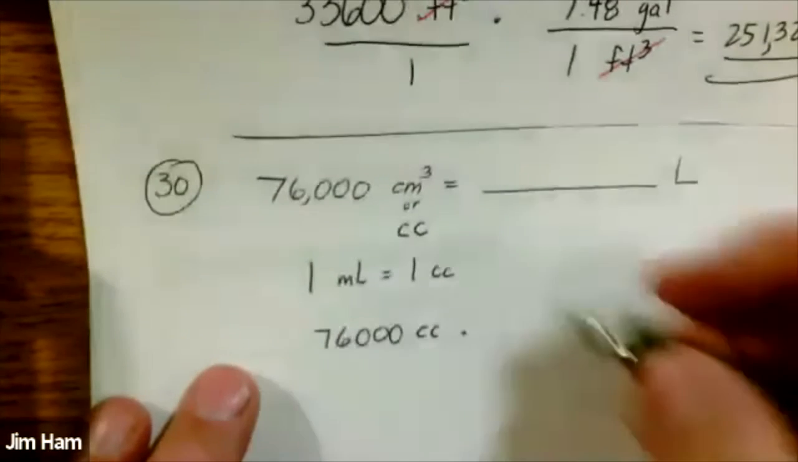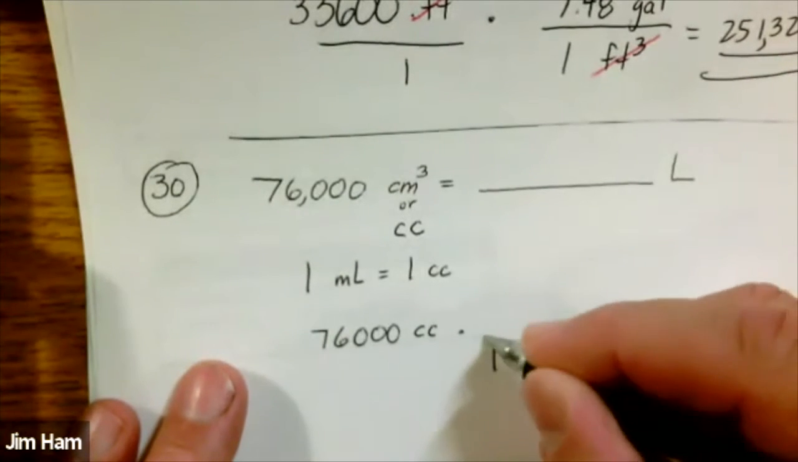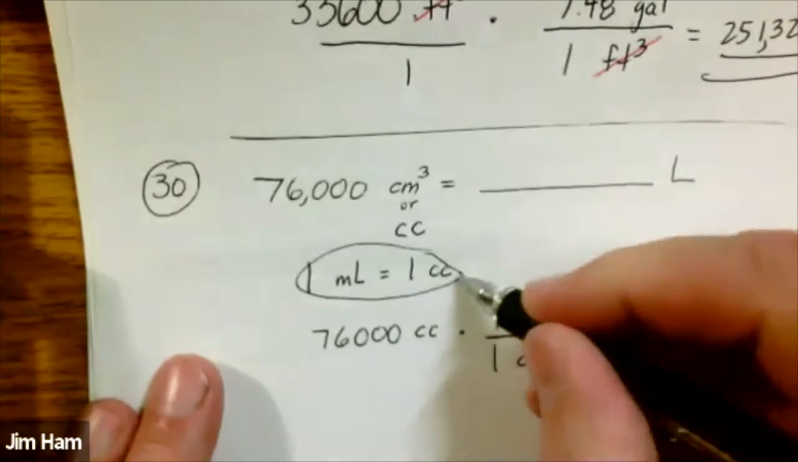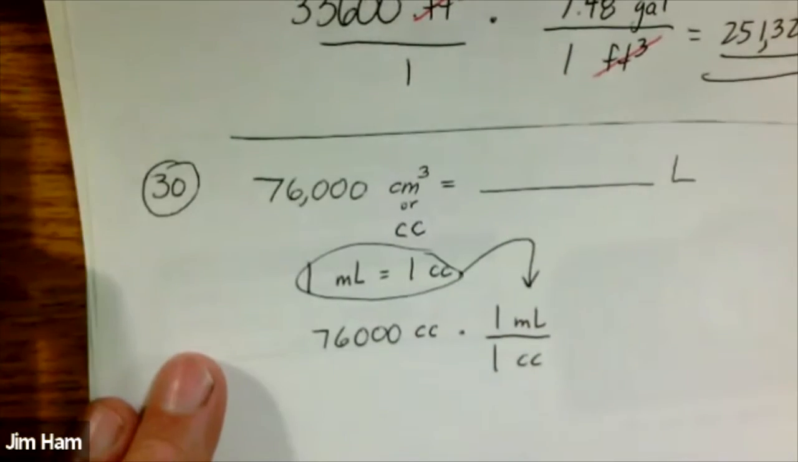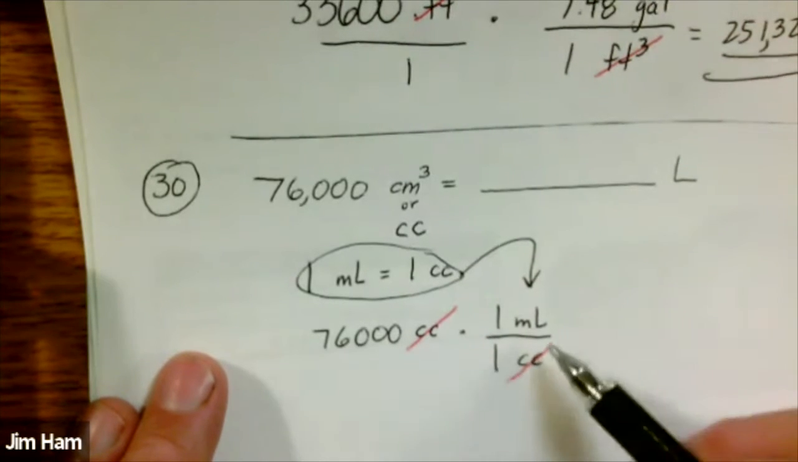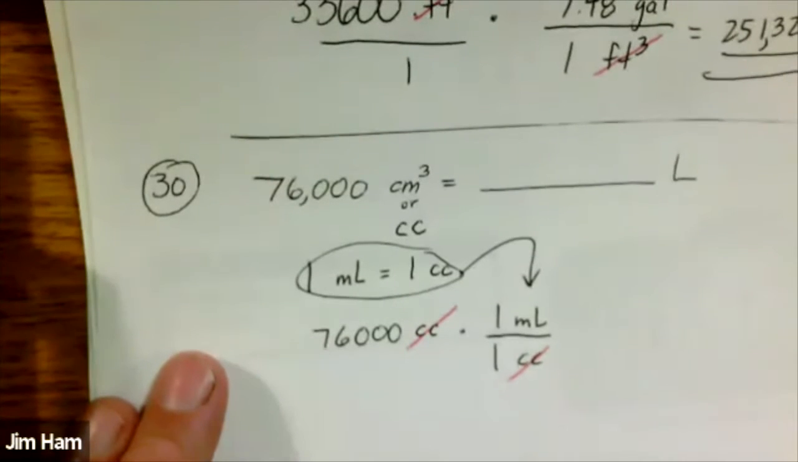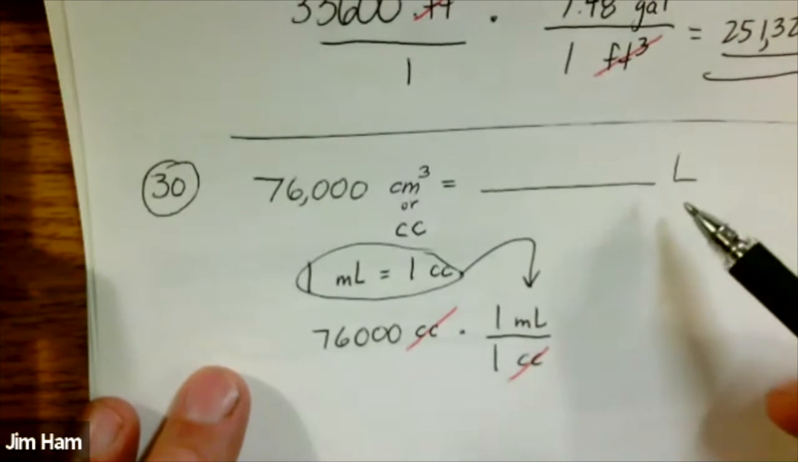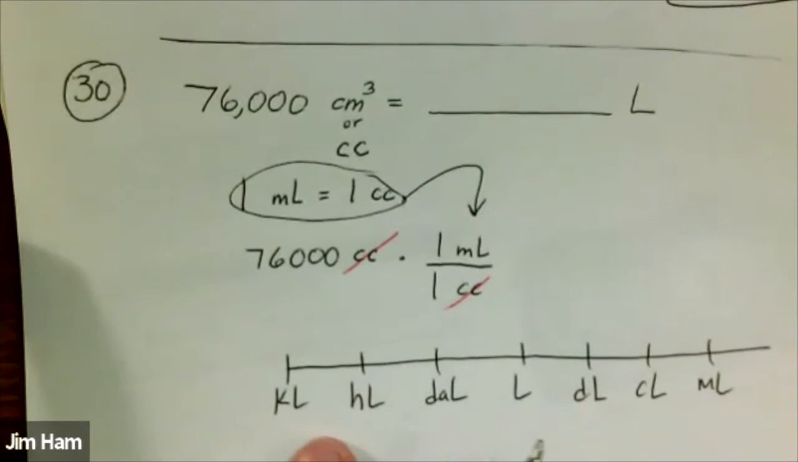All right, so 1 cc is equal to 1 milliliter. That's what this says. And that will enable us to cancel that cc unit. So we're left with milliliters. And then milliliters and liters are both metric measurements. There are 1,000 milliliters in a liter. And here's what the liter metric scale would look like.